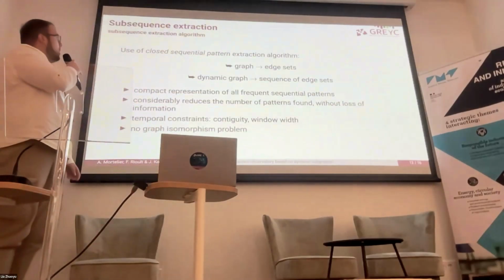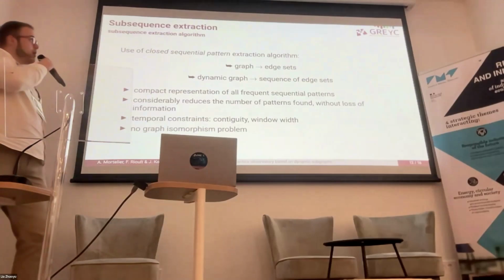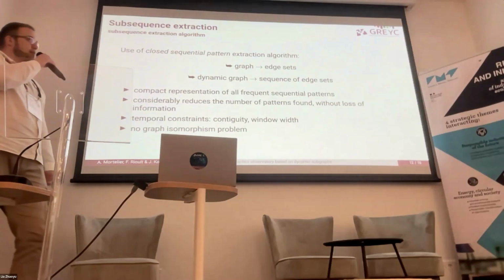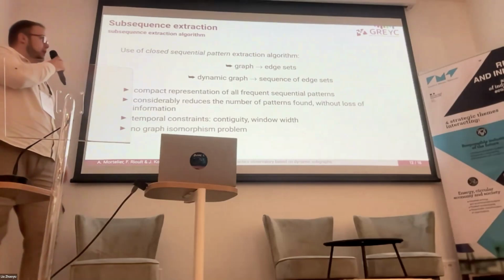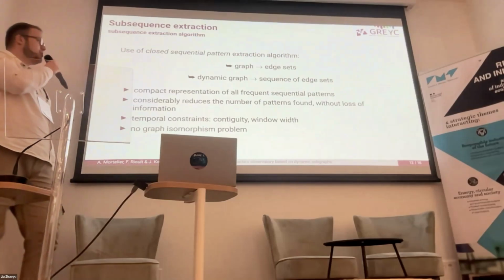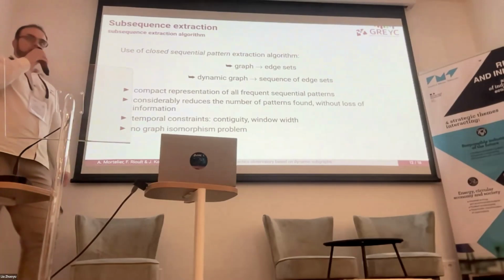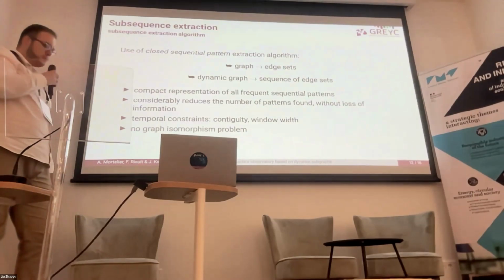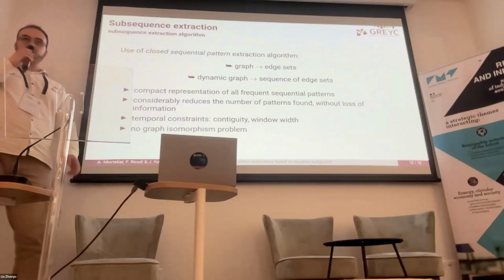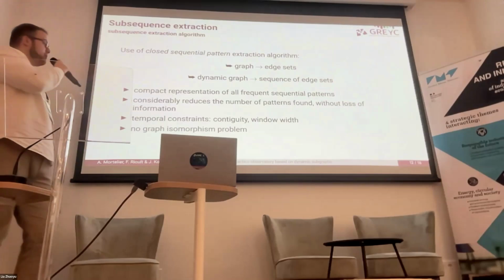After that, we use a closed sequential pattern extraction algorithm. With a graph seen as an edge set, the dynamic graph is seen as a sequence of edge sets. This representation considerably reduces the number of patterns found without loss of information. Moreover, we catch rapid change in the dynamic. Another thing is that because we don't mine on a dynamic graph, we have no graph isomorphism problem.